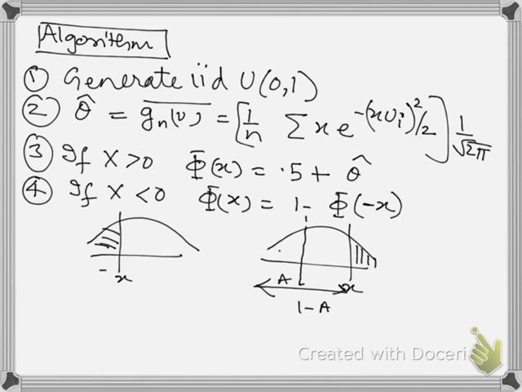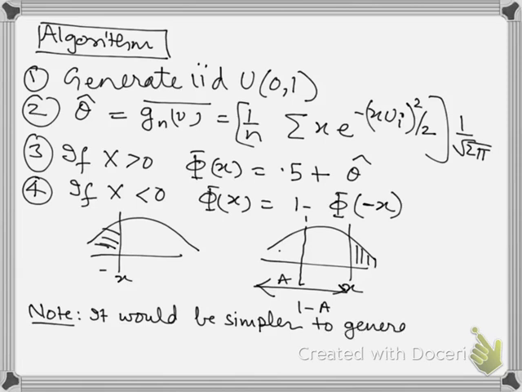All right, just one note. It would be simpler to generate a uniform 0 to x and skip the transformation, like I always say. Of course, x is going to be a sequence. It depends on where you want to evaluate your phi of x. So always keep in mind it would be simpler to generate a random variable uniform 0 to x and skip the transformation.